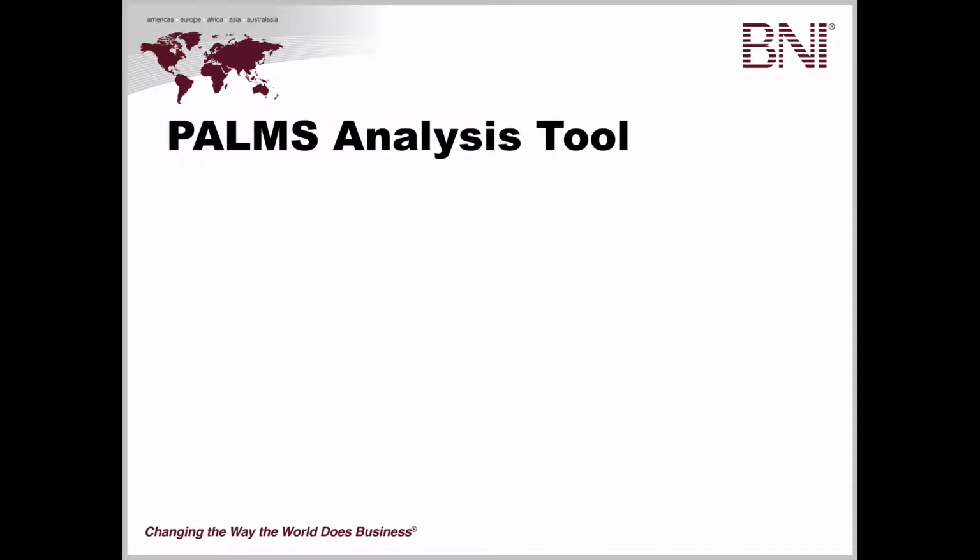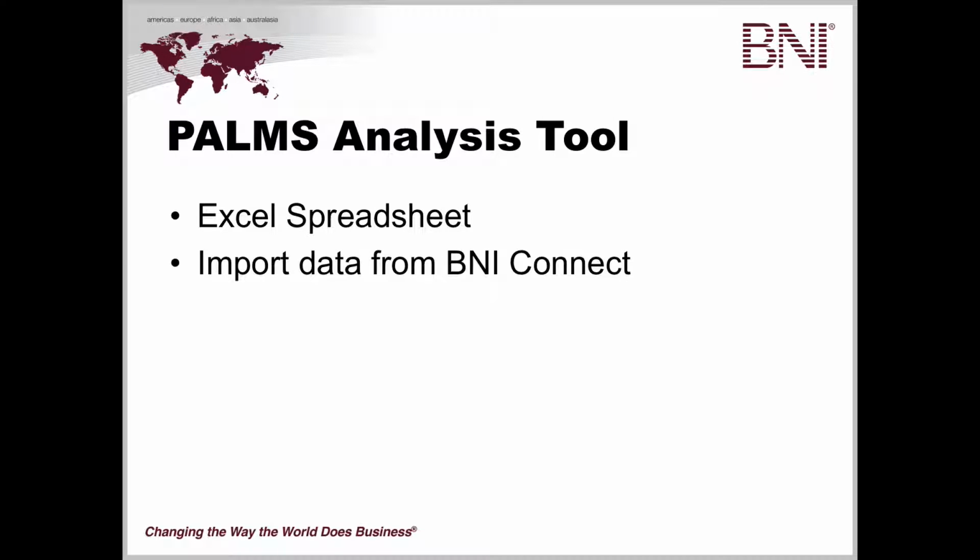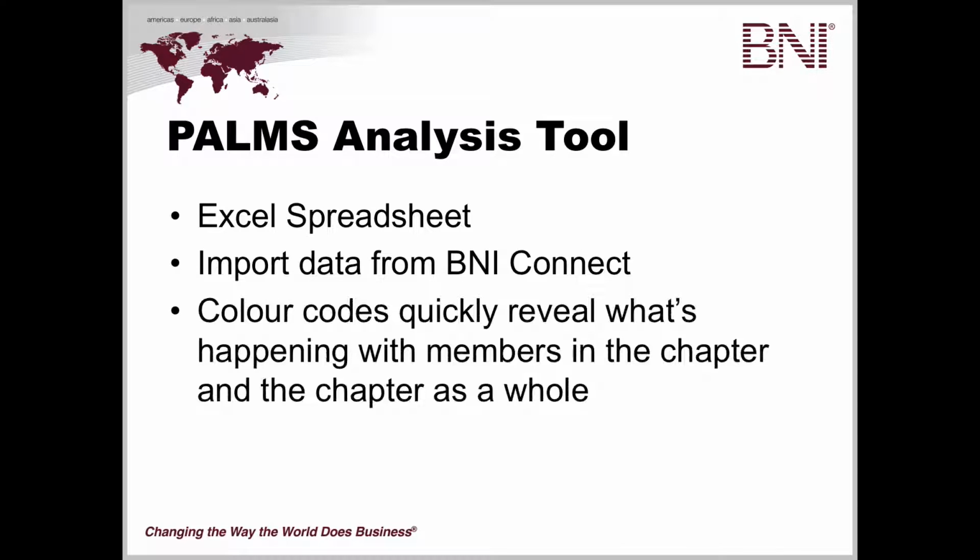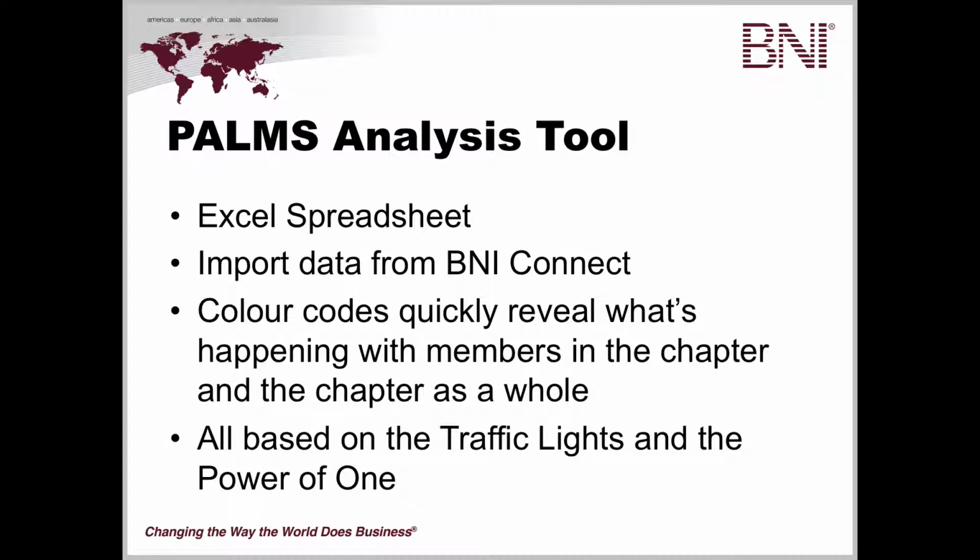Now you're going to download a spreadsheet, which is the actual tool itself. You're going to import data that you get from BNI Connect. And then you're going to see a whole bunch of color codes that reveal exactly what's going on with each member in the chapter as it relates to the traffic lights and the power of one.